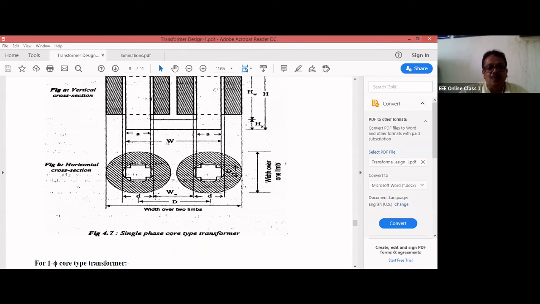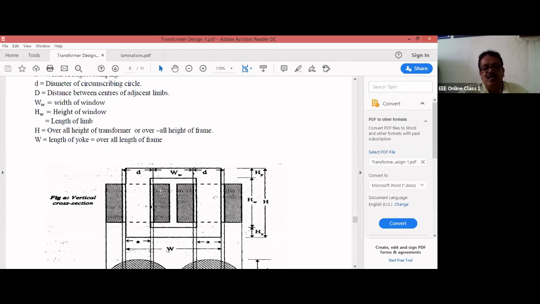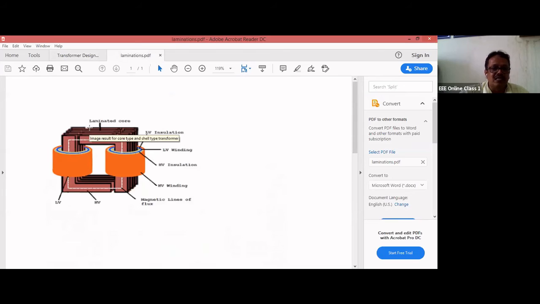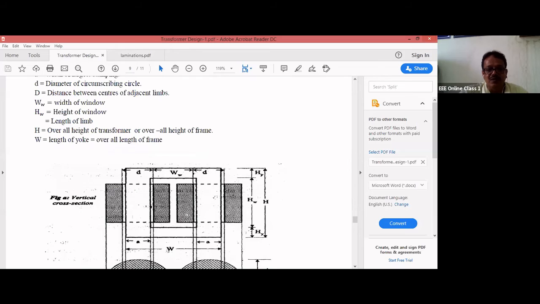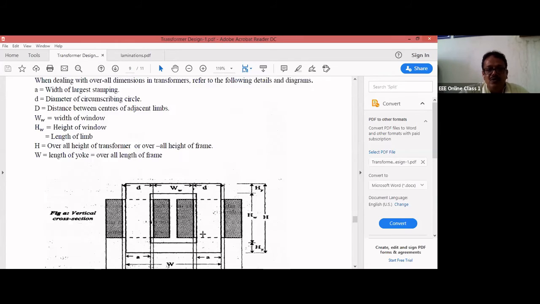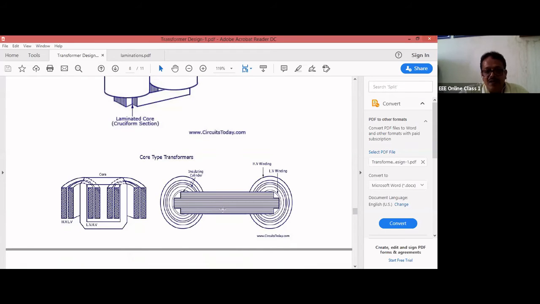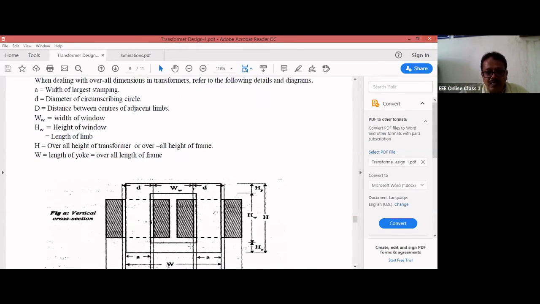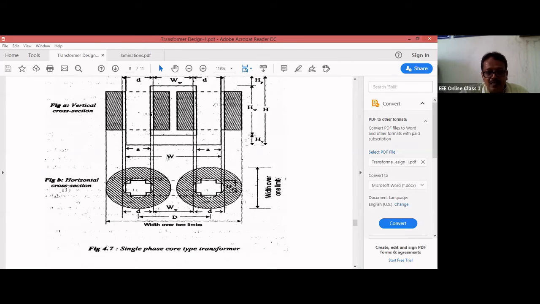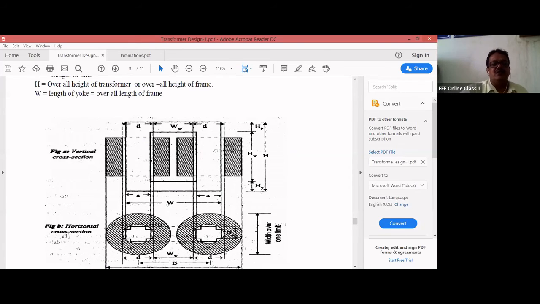This is nothing but your top view, and this is your front view when you cut the transformer. When you cut this transformer, we are going to see the front view section, and this is your top view, seen from the top. For simplicity, we have removed these things and written them in dotted line. Okay, seeing that, I'll try to come up with a relation for different types of transformer.